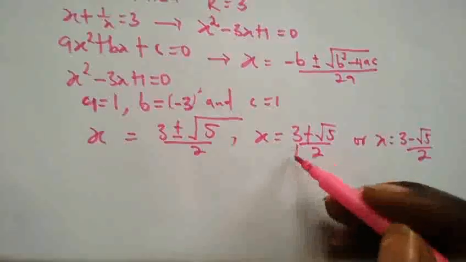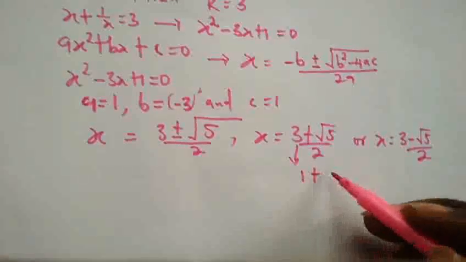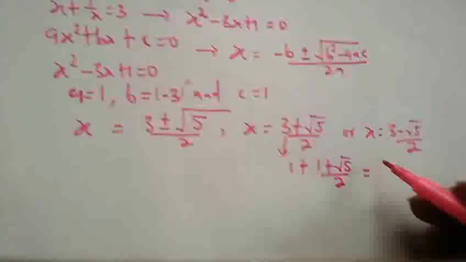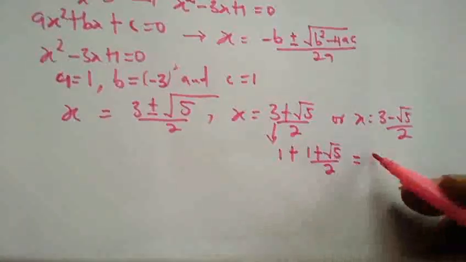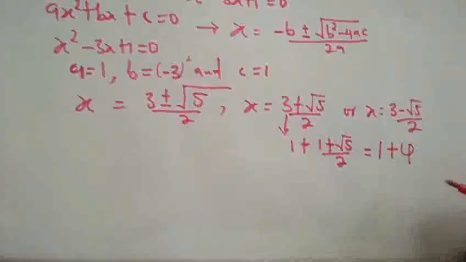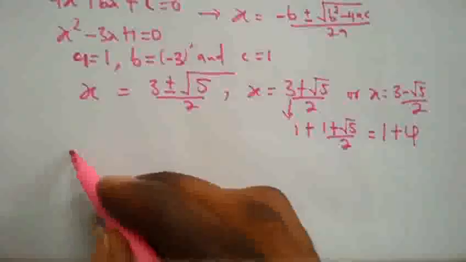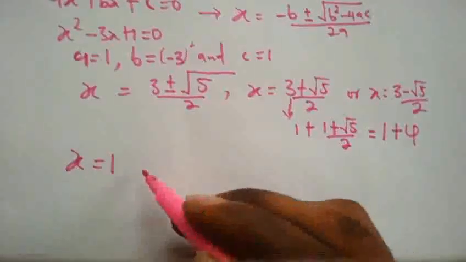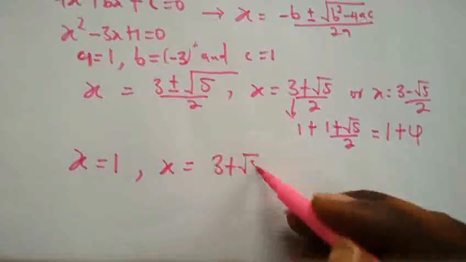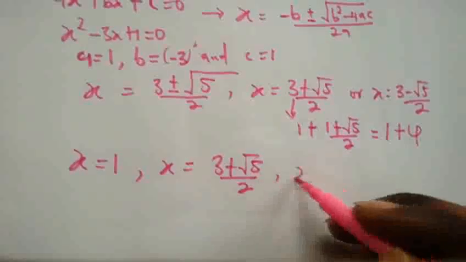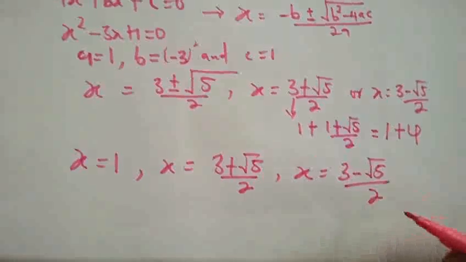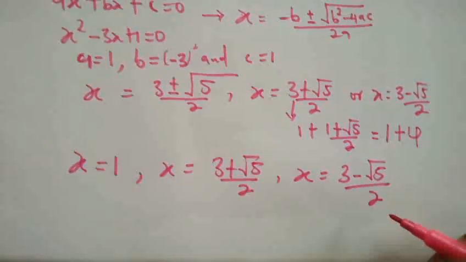Now look at this root here. It's related to the golden ratio, 1 plus the square root of 5 all over 2. The symbol representation of this golden ratio is phi. So we have come to the end of today's video: x is equal to 1 in the above equation, x is equal to 3 plus root 5 all over 2, and finally x is equal to 3 minus root 5 all over 2, having 3 real values.